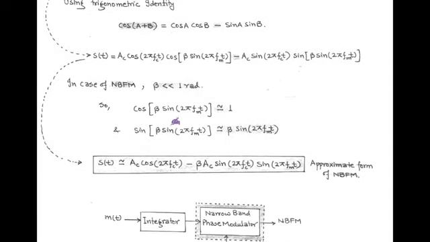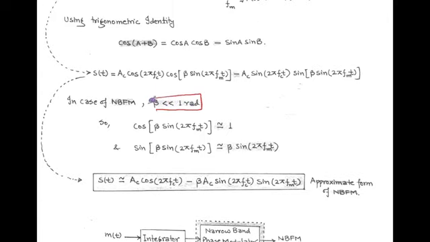Now, as we know that in case of narrowband FM, beta, that is the modulation index, is far less than 1 radian. So in the first term there is cos(beta sin 2 pi fmt) and it is approximately equal to 1, because in narrowband FM beta is less than 1 radian. So for our convenience we take beta equals 0. So in this case cos 0 equals 1. So the approximate value of cos(beta sin 2 pi fmt) for narrowband FM is 1. And in the second term there is sin(beta sin 2 pi fmt).